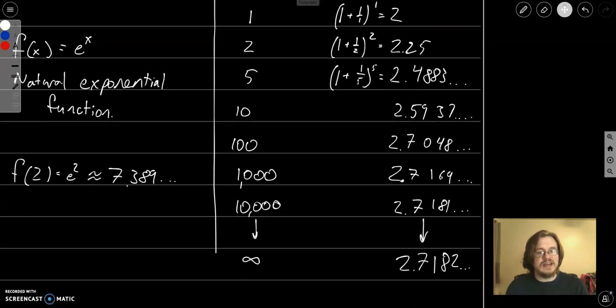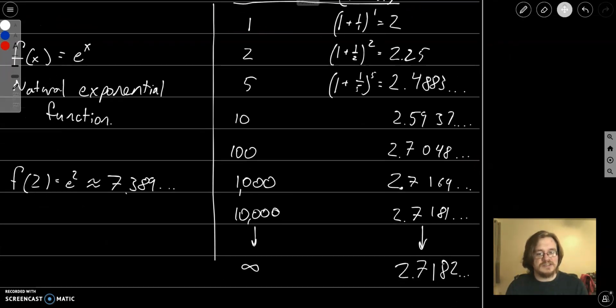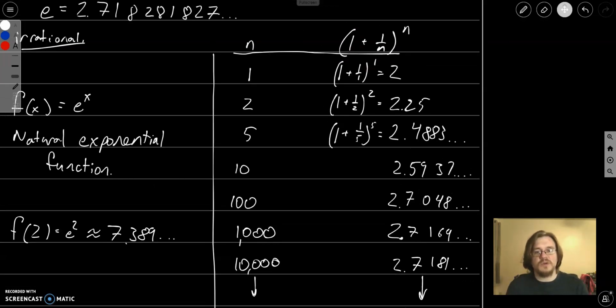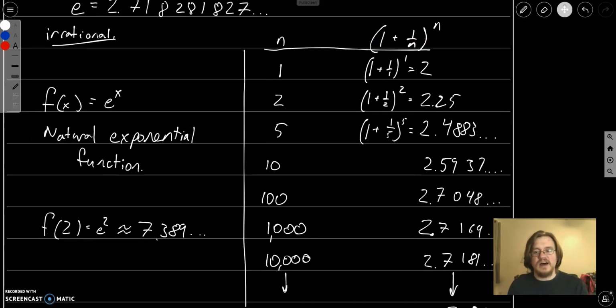And what we see is that this decimal is slowly getting closer and closer and closer to this decimal up here. I'm only showing the first 4 digits beyond the decimal point, but we have to get really, really big to get this to look like this. So this 1 plus 1 over n to the nth power is something that shows up in a lot of different situations. So this is a very useful number.